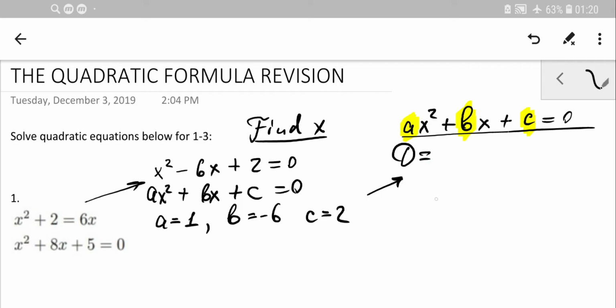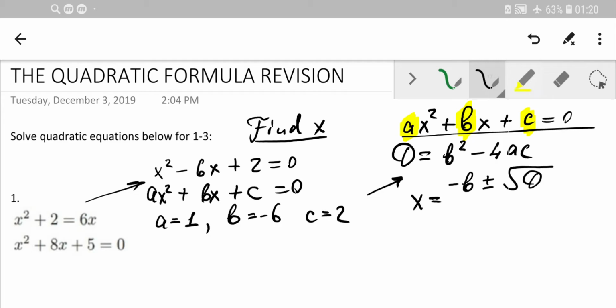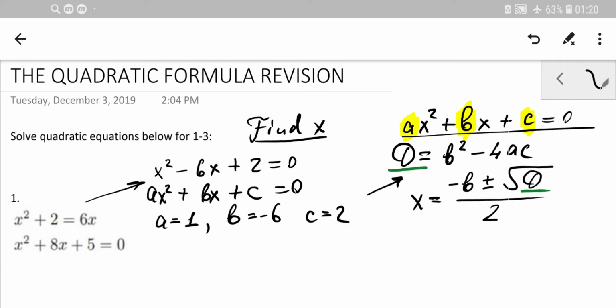So the discriminant in the quadratic formula is the specific expression b squared minus 4ac, which sits under the root in the expression for the roots. The expression for the roots is minus b plus or minus the square root of the discriminant, over 2a. That's where it sits.